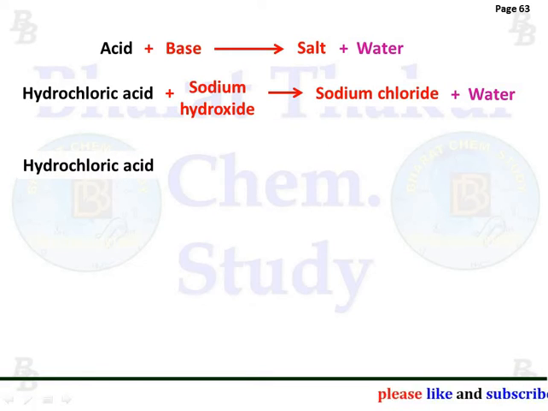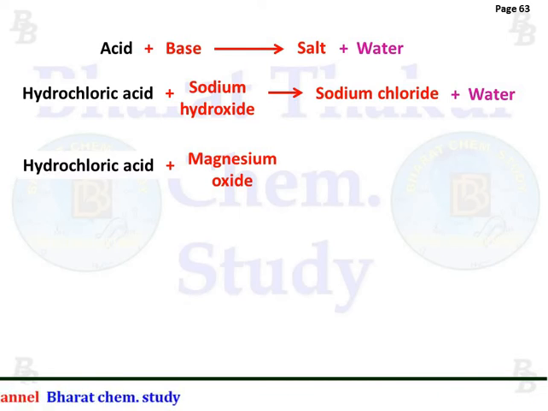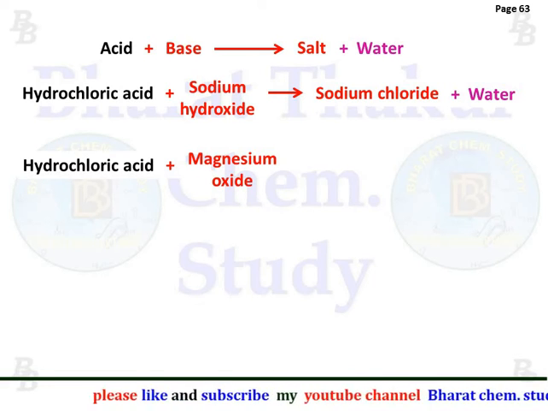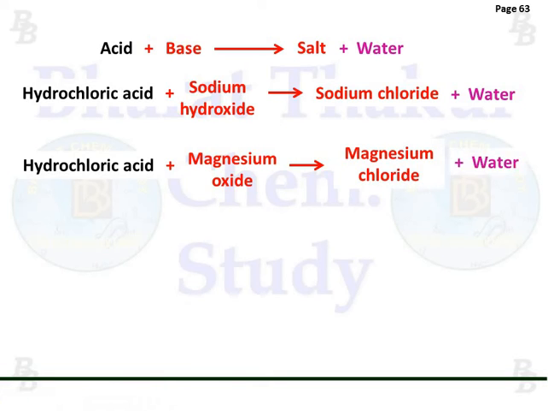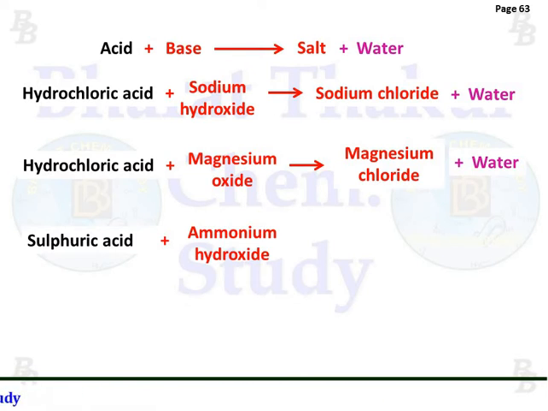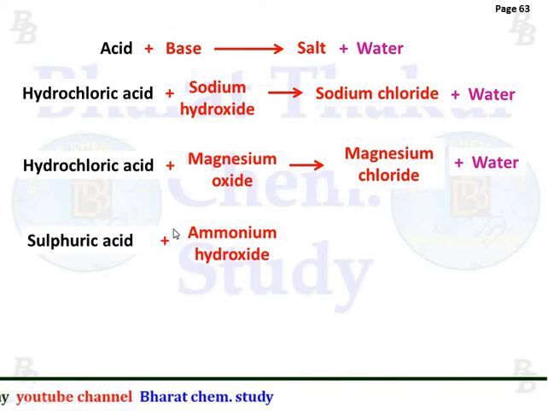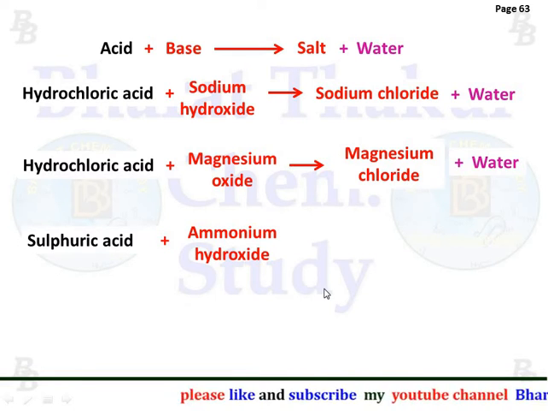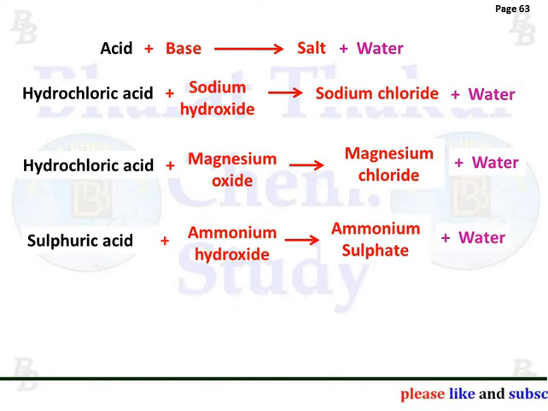Similarly, when hydrochloric acid reacts with magnesium oxide, the metal in the name of the salt is magnesium, and from hydrochloric acid chloride comes, so the name of the salt becomes magnesium chloride, and water is formed. In the same way, when sulfuric acid reacts with ammonium hydroxide, which is a base, the positive part from ammonium hydroxide is ammonium, and the negative part from sulfuric acid is sulfate. So the salt formed is ammonium sulfate plus water.